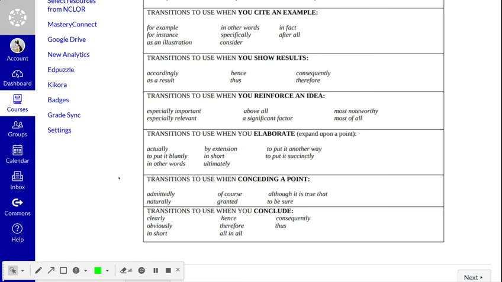So anyways, that's all for today. Just take a look at transitions, internalize those, and then take the essay and hopefully do very, very well.